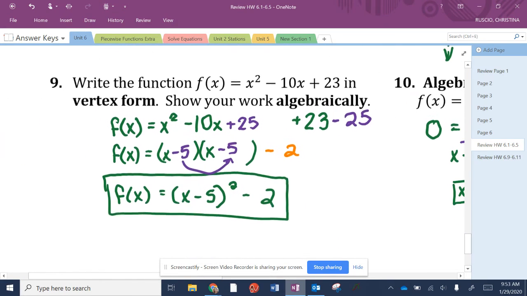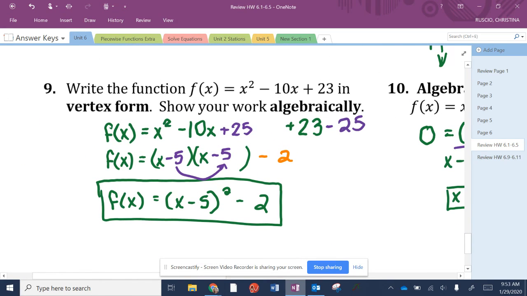Two more. Number 9, write this function in vertex form. This is just completing the square. This is all review from Unit 5, but we also did it again in Unit 6, which is great.